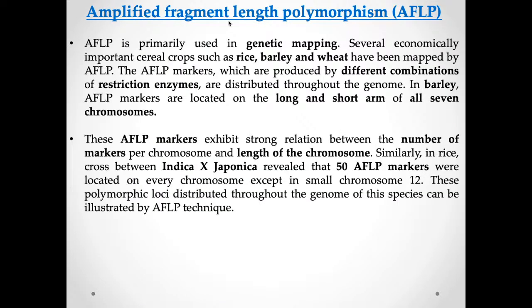AFLP is primarily used in genetic mapping. Several economically important cereal crops such as rice, barley and wheat have been mapped by AFLP. The AFLP markers, which are produced by different combinations of restriction enzymes, are distributed throughout the genome. In barley, AFLP markers are located on the long and short arms of all 7 chromosomes. They have a strong relation with the length of a chromosome. For example, in rice, a cross between Indica and Japonica revealed around 50 AFLP markers.